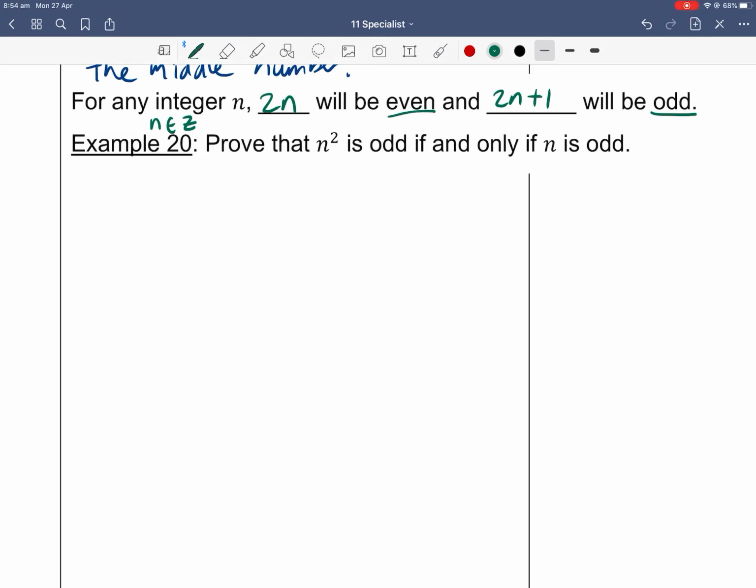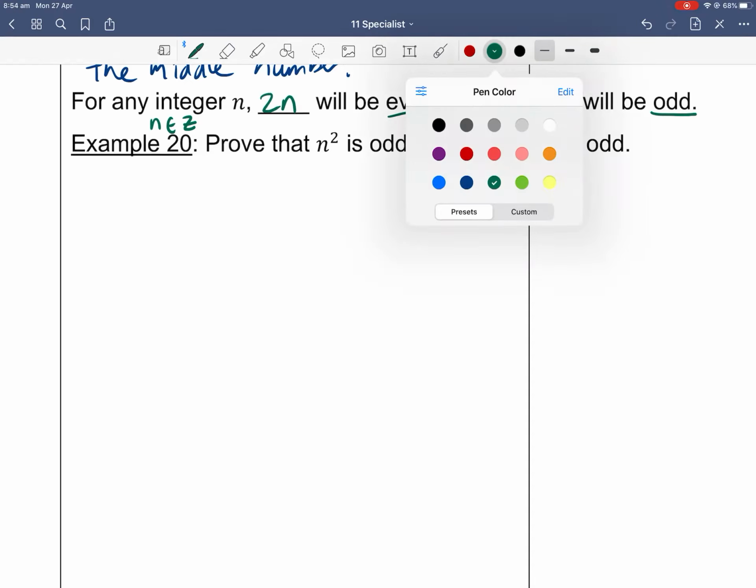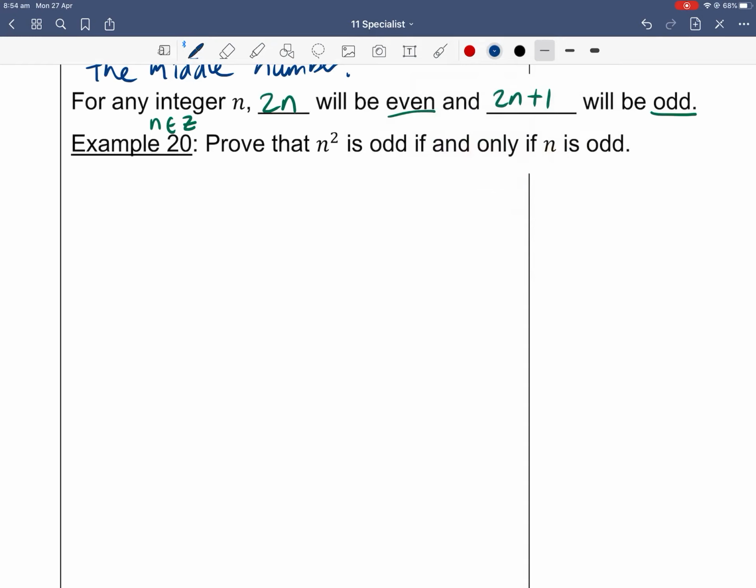And 2n plus 1 is odd. Do you agree? Because if 2n is even, because a number is either odd or even, right? So if it's not even and you add 1 after it, then it must be an odd number. So if 2n is even, because 2 is a factor, then 2n plus 1, which is the number after that even number, must be odd, because numbers are either even or odd. So we're going to use that idea that 2n is even and 2n plus 1 is odd to prove example 20. So example 20 says, prove that n squared is odd if and only if n is odd.